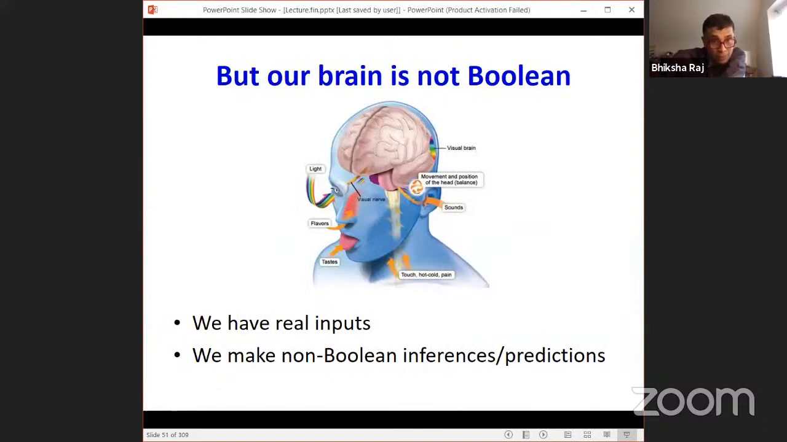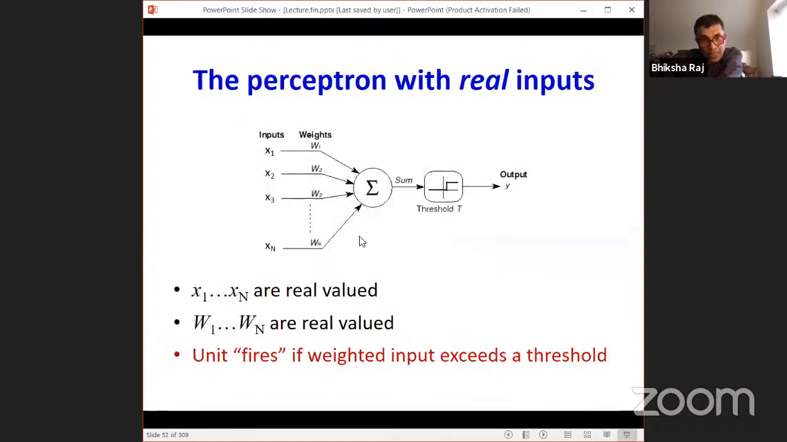But then our brain is not Boolean. It's not working on Boolean inputs, and we don't produce Boolean outputs. We actually work on continuous-valued, real inputs, and we make non-Boolean inferences and predictions. So how does that square with this model?